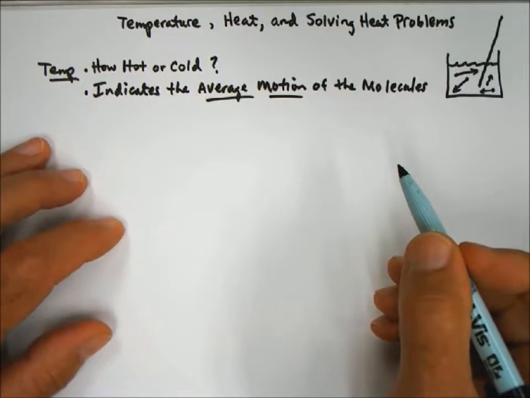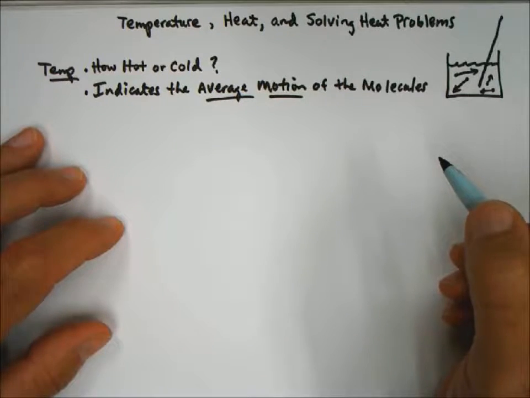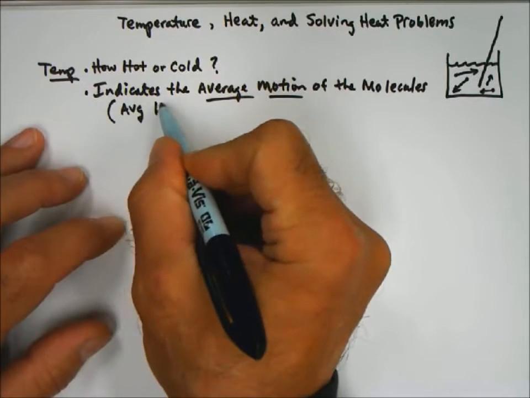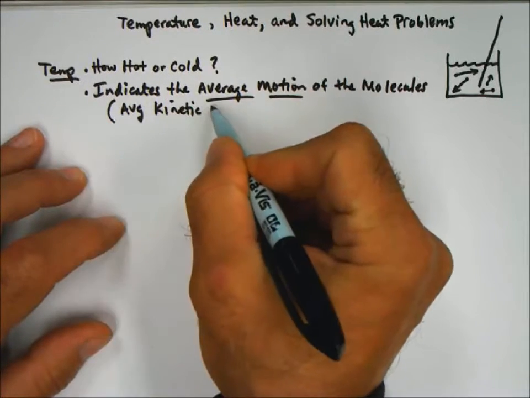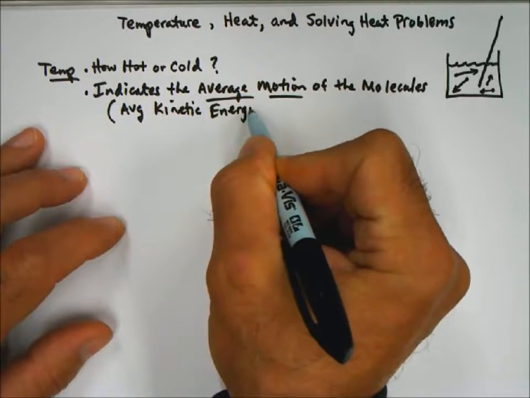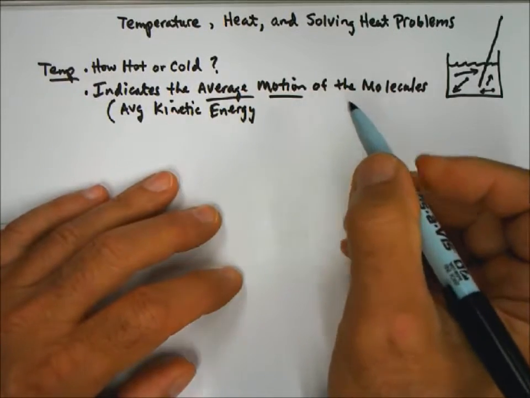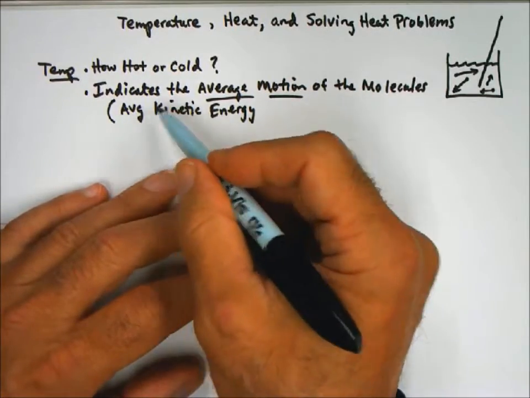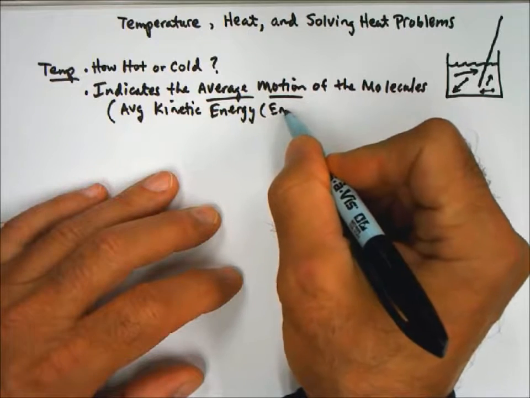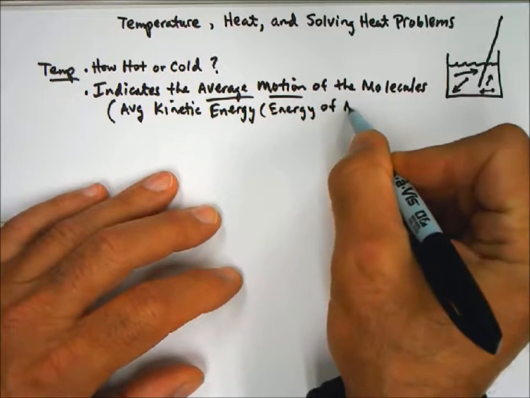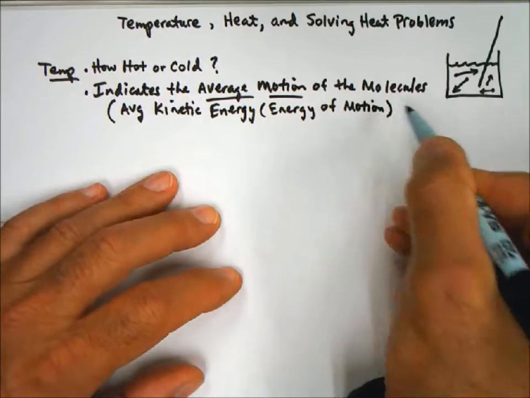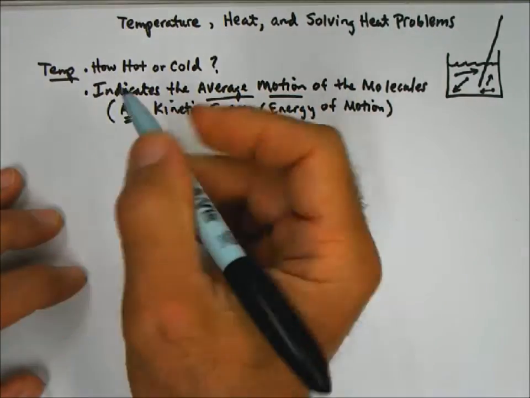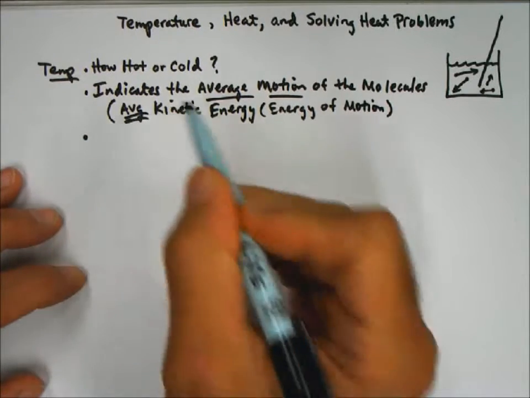So average motion. It's really getting an indication of the average kinetic energy. And as you probably learned in past science classes, kinetic energy is energy of motion. So average kinetic energy, or energy of motion. So it gives us an indication of the average.